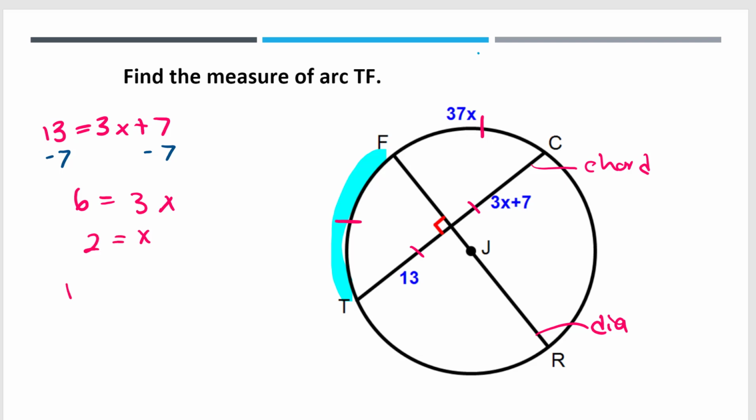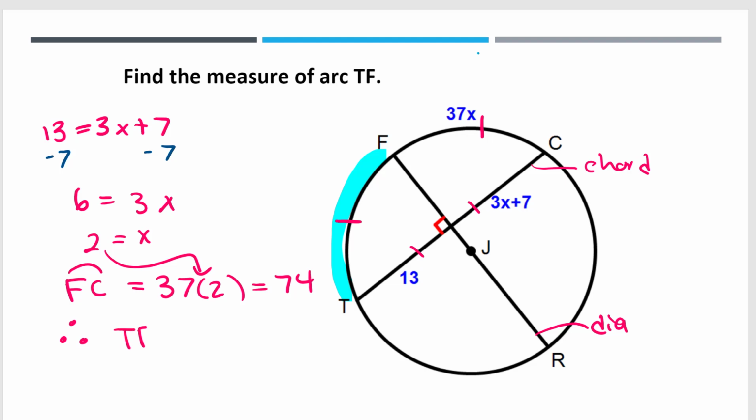To find arc FC, we will plug in x as 2. So we get 74. So therefore, arc TF is also equal to 74.